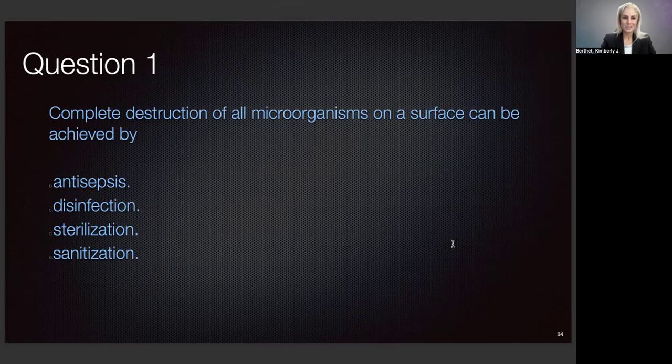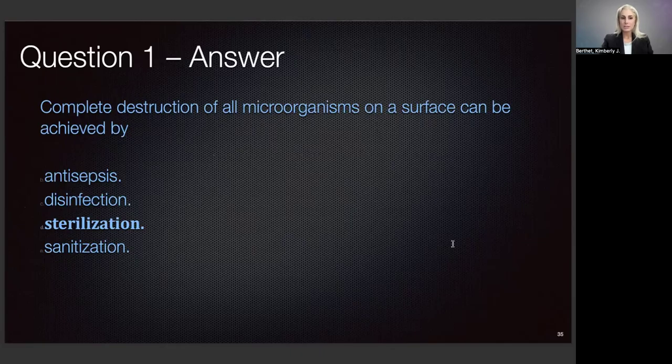Let's talk about question number 1. It says, complete destruction of all microorganisms on a surface can be achieved by. Again, we'll give you a minute to read over this and pause. And the correct answer would be sterilization.